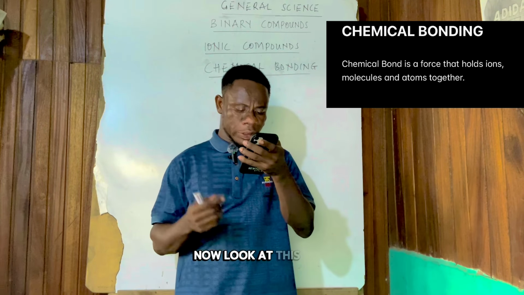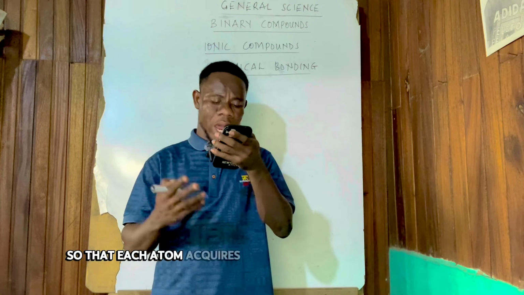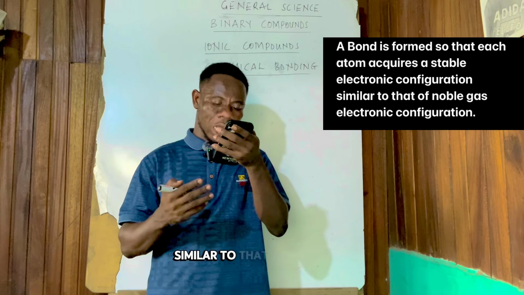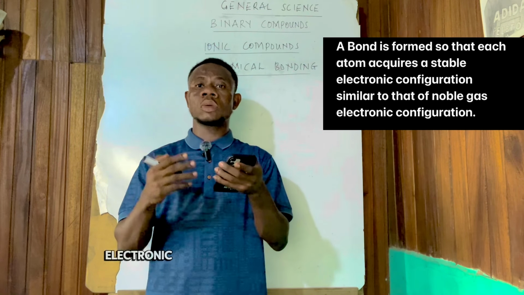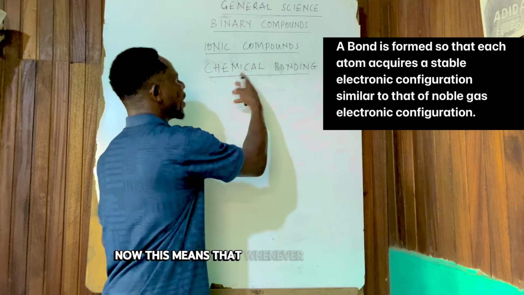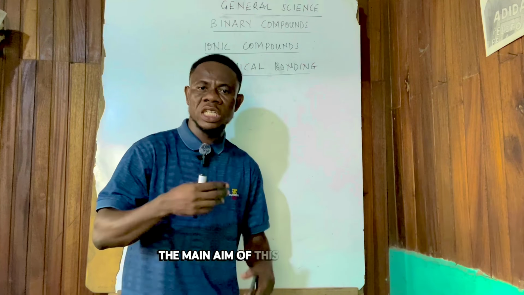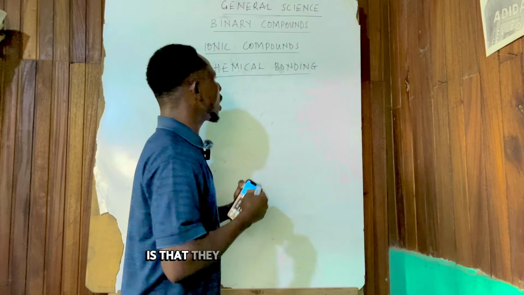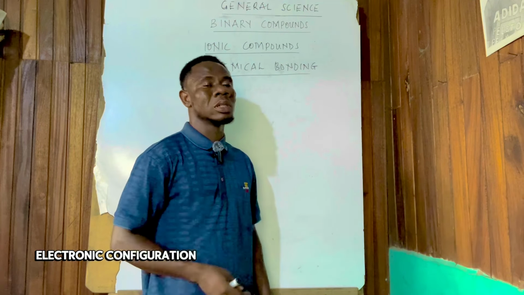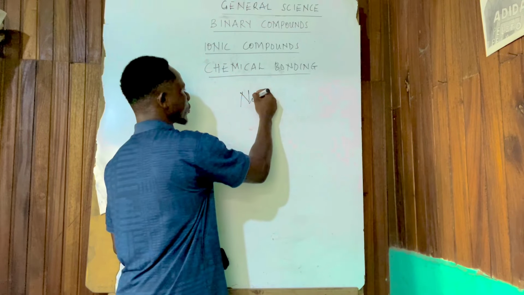Now, look at this. A bond is formed so that each atom acquires a stable electronic configuration similar to that of noble gas electronic configuration. Now, what are noble gases? This means that whenever a bond is formed, the main aim is to achieve a stable electronic configuration, the same as noble gases. Now, what are noble gases?